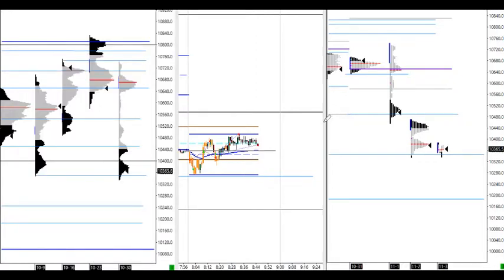Just flatten the position here from this long at this level here, price showing some hesitation. Very narrow range here. This is not the ideal trading behavior in order to catch nice breakouts or breakdowns and catch like 30, 40, 50 points straight away.